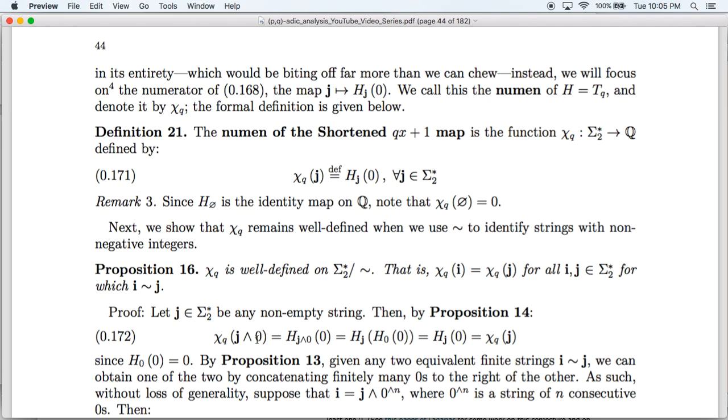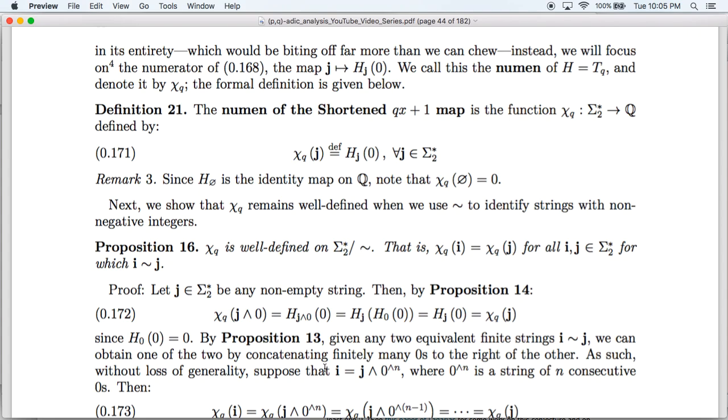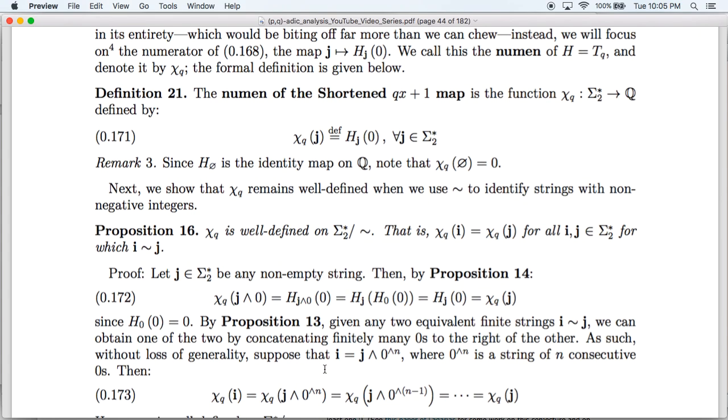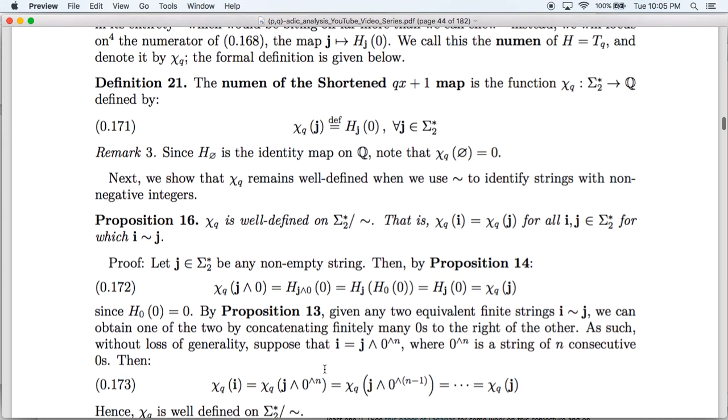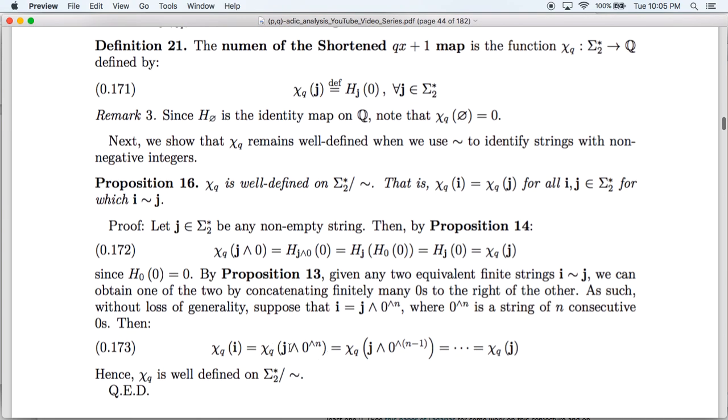So, concatenating zeros to the right of bold j does not change the value of chi q. As we saw, any two equivalent finite strings can be obtained from one another by concatenating finitely many zeros to the right. So this tells us, just by induction, without loss of generality, suppose I is j with then n zeros to the right of it. Then, by this result, we get the following, and it's equal to chi q of j. So, chi q is well defined on strings modulo representational equivalence.